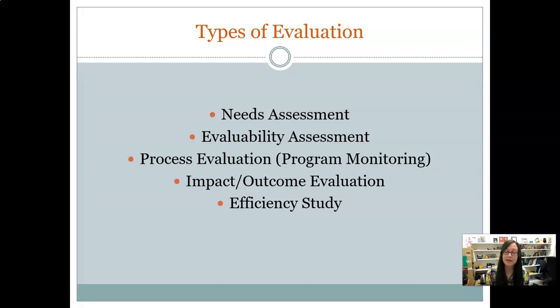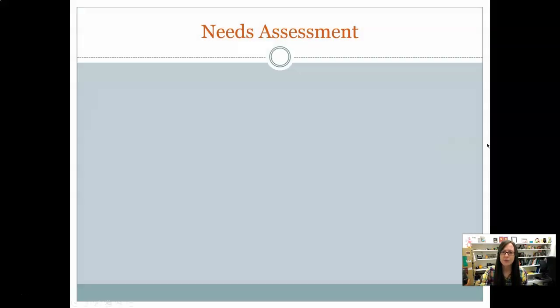There are 5 main types of evaluation research that you can do. These are needs assessments, evaluability assessments, process evaluations or program monitoring, impact or outcome evaluation, which is typically the one that sort of comes to mind, just in terms of is it doing what it's supposed to do, and then efficiency studies. So let's look at these one by one. Starting with a needs assessment.